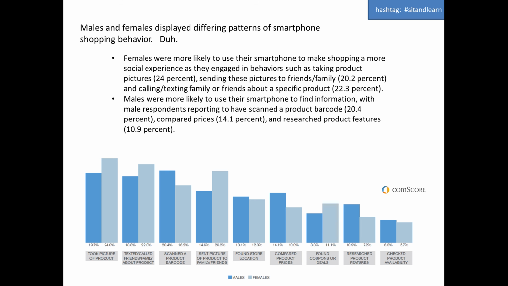So this is a really great statement here. Males and females display differing patterns of smartphone shopping behavior. And then I wrote, duh, right? Yeah, I know. Females are more likely to use their smartphones to make shopping a more social experience as they engage in behaviors such as taking product pictures, sending these pictures, and then also trying to get information through sort of a recommendation cycle.